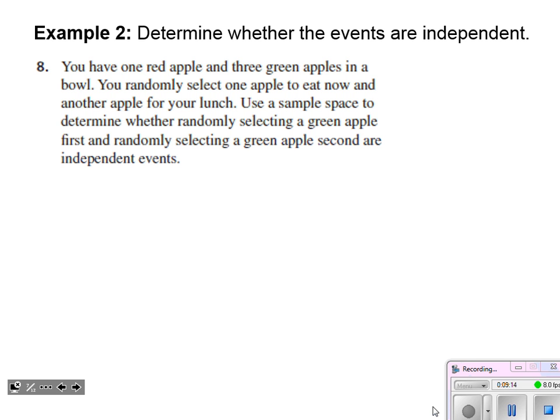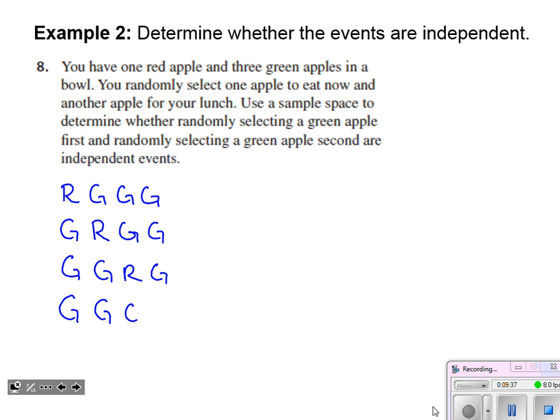Well, maybe we choose the red one first, and then there's green, green, green left in the bowl. We could choose a green one first, then there's red, green, green left in the bowl. We could choose a green one first, and then green, red, green. And this is just imagining drawing all 4 apples out. We could have a green first, green second, green third, and then the red one last. Now, we're only choosing 1 to eat now and then another one for our lunch. But we are not replacing the apple back in the bowl. Of course, we're eating one of them now.